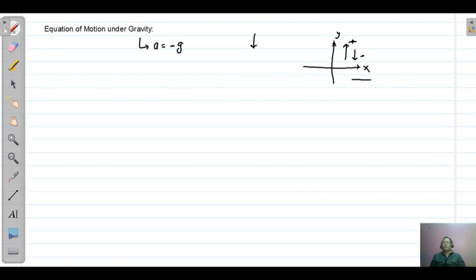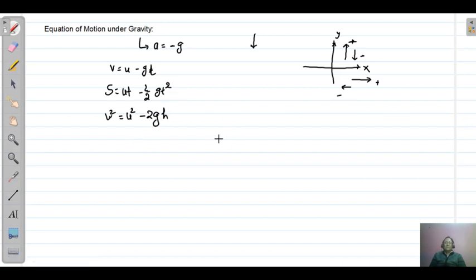Similarly, measurements towards the right along the positive x-axis are taken positive while the opposite are taken negative. So we take acceleration as minus g. Then the equations of motion under gravity become v equal to u minus gt, s equal to ut minus half gt square, v square equal to u square minus 2gh.